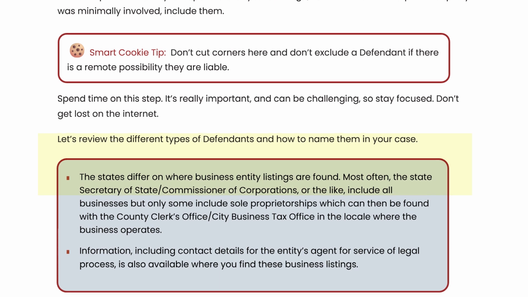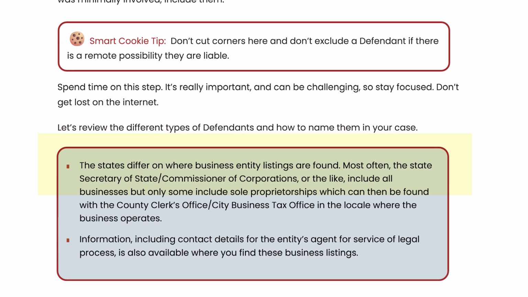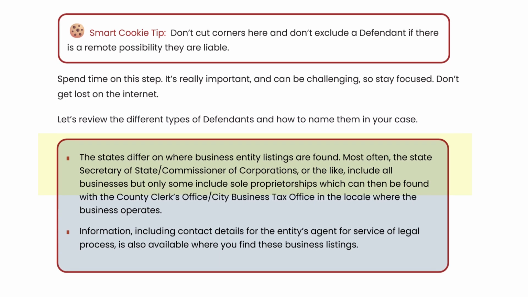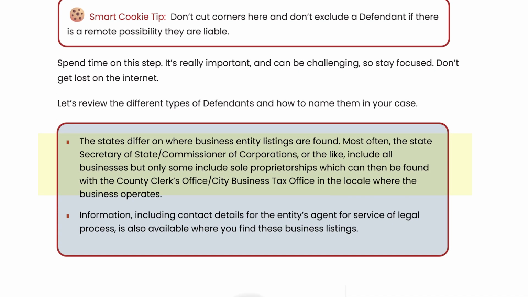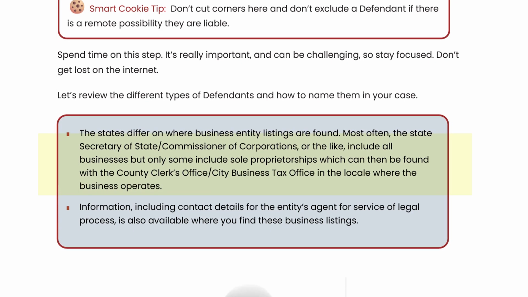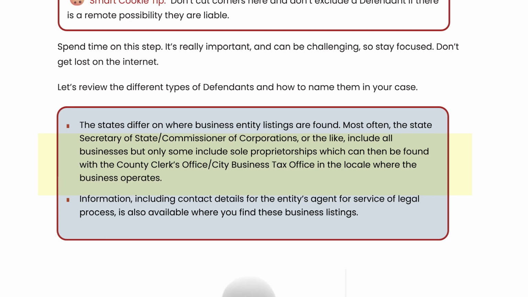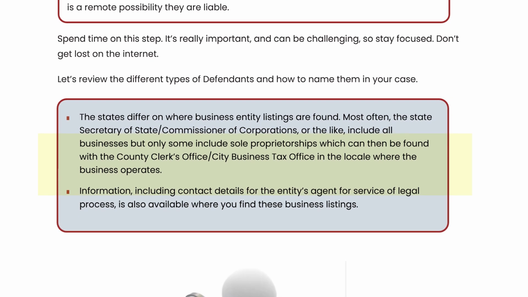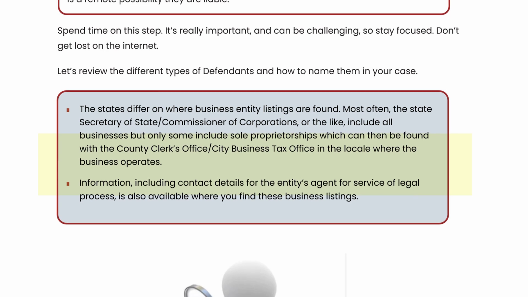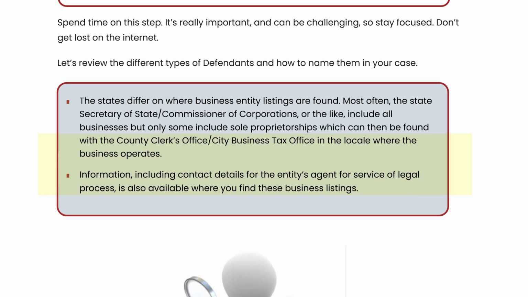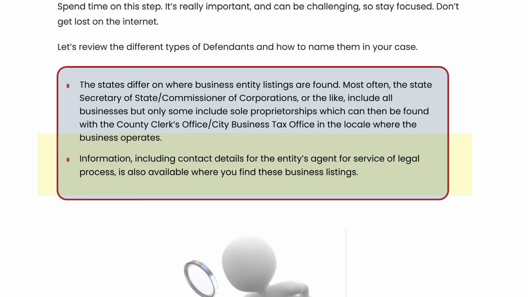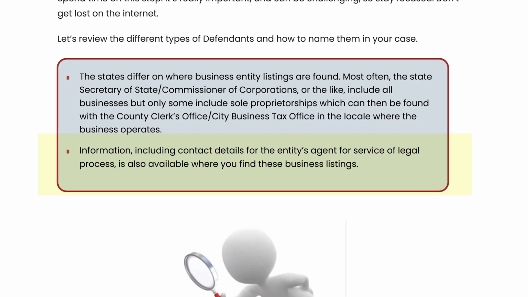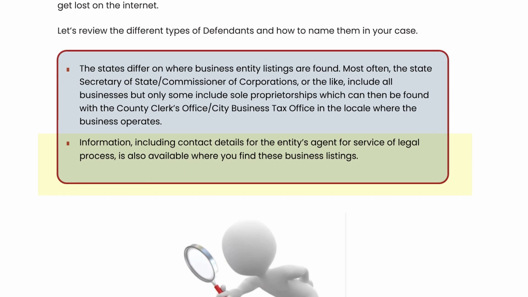The states differ on where business entity listings are found. Most often, the State Secretary of State, Commissioner of Corporations, or the like, include all businesses, but only some include sole proprietorships, which can then be found with the County Clerk's Office, City Business Tax Office in the locale where the business operates. Information, including contact details for the entity's agent for service of legal process, is also available where you find these business listings.